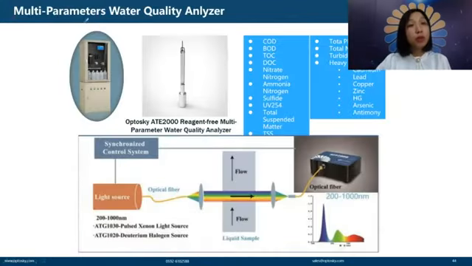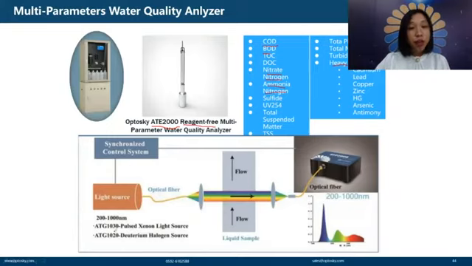Next, let's move to Optosky's multi-parameters water quality analyzer. This ATE 2000 is Optosky's self-developed reagent-free multi-parameters water quality analyzer. It can be used to detect COD, BOD, and also nitrate nitrogen, ammonia nitrogen. And also we have metals detection. And the principle is also very easy.